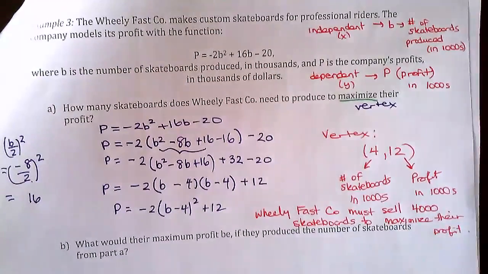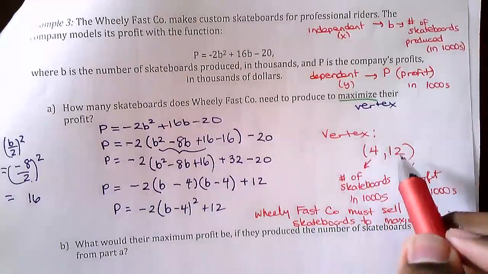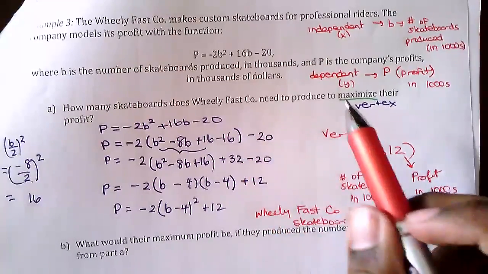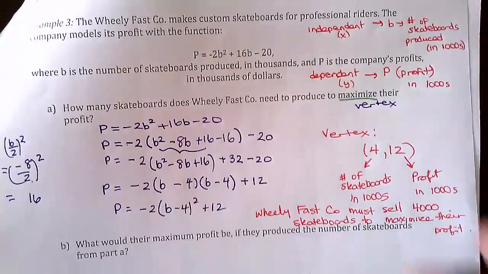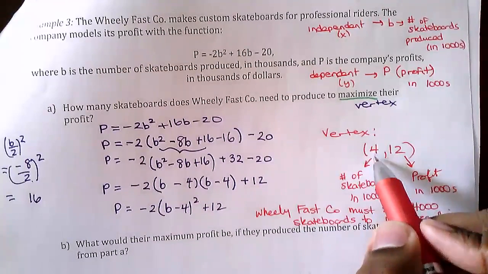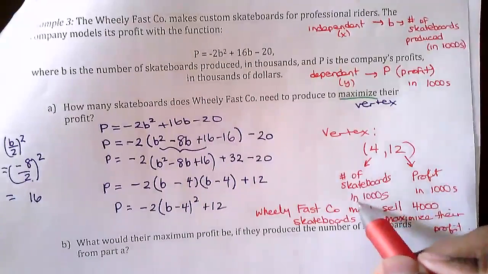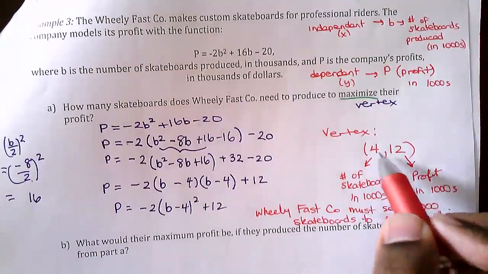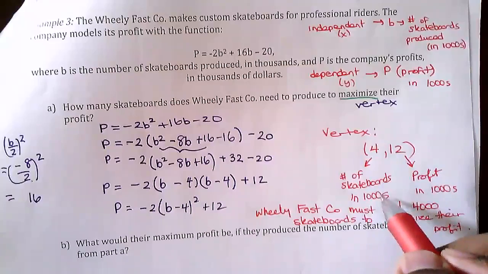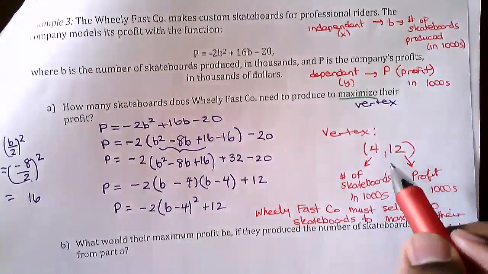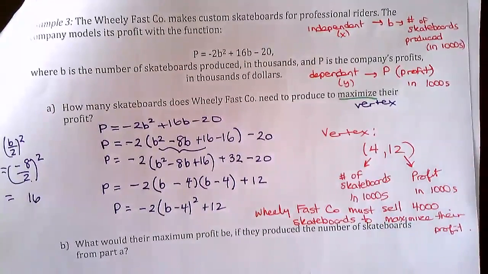Again, the reason I got to that is because when I take a look at my vertex, the number of skateboards is represented by my independent variable, which is 4 in this case. So it seems as though the number of skateboards they need to sell is 4, but the units they gave us was in the thousands. So I'm actually selling 4,000, which is really just 4,000 skateboards.